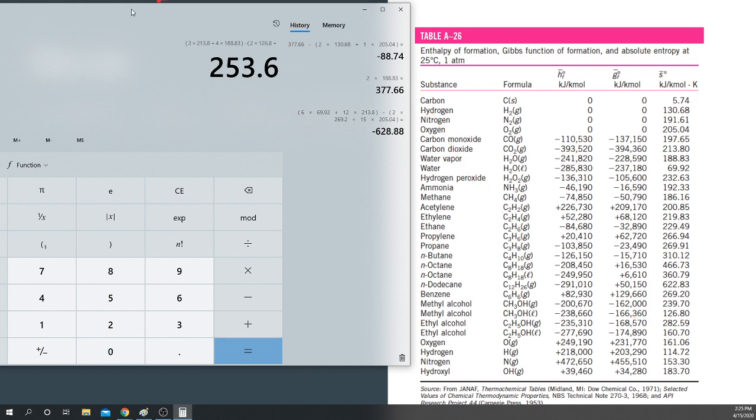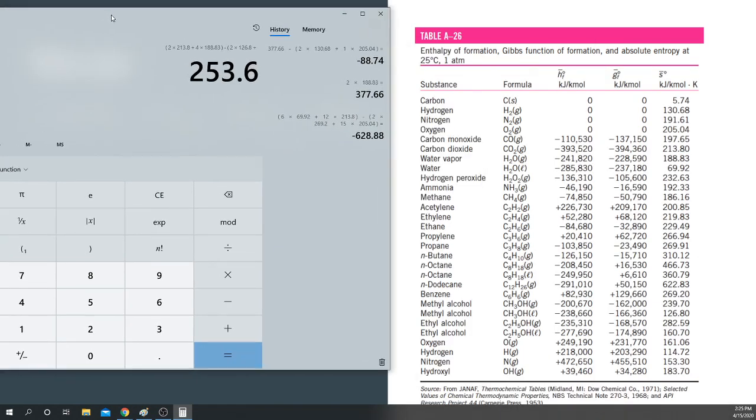Plus 3 moles of oxygen, 3 times 205.04. So positive 314.2 joules per Kelvin, or joules per Kelvin mole.